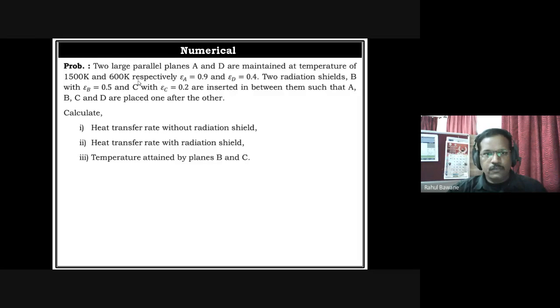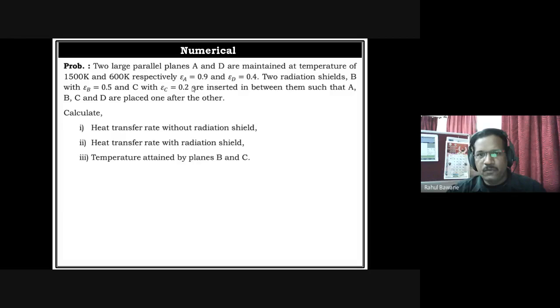Now we will see one numerical. Two large parallel planes A and D. So two surfaces are there, and it is said they are large and parallel, maintained at temperatures of 1500 Kelvin and 600 Kelvin respectively. Emissivity of A is 0.9, emissivity of D is 0.4. Two radiation shields, B with emissivity 0.5 and C with emissivity 0.2, are inserted between them such that A, B, C, D are placed one after the other.